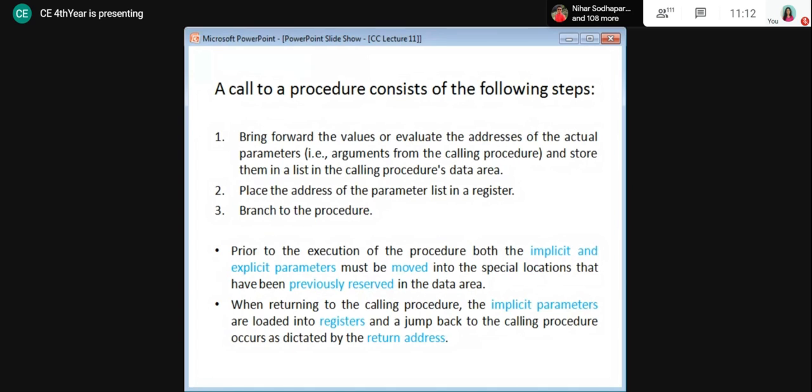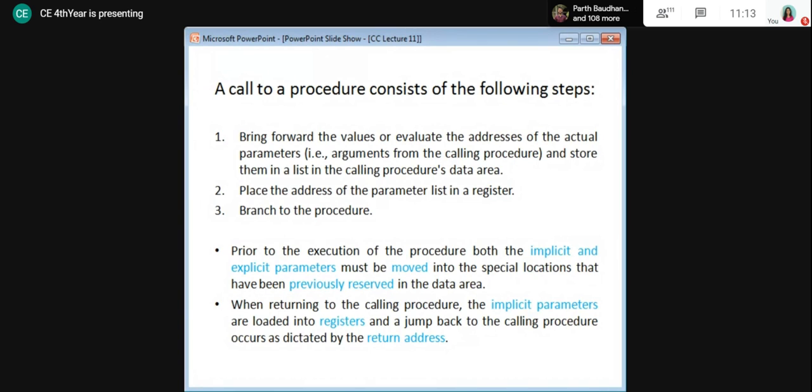Prior to the execution of the procedure, both the implicit and the explicit parameters must be moved to the special locations that have been previously reserved in the data area. This is static storage allocation. So the data area will have reserved spaces for all these different parameters.